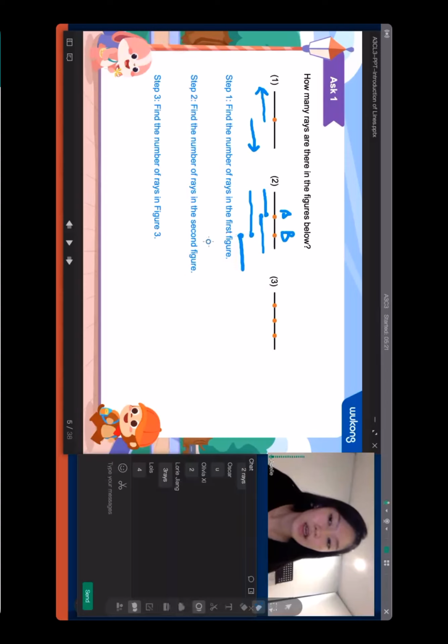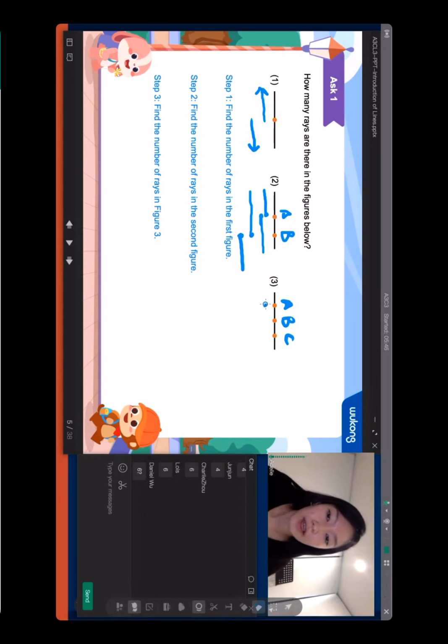So how many rays can we see in the second figure? 4. Yeah. And then we're going to look at the third figure. So in the third figure, we have 3 endpoints. Yeah, we're going to call them A, B, and C.